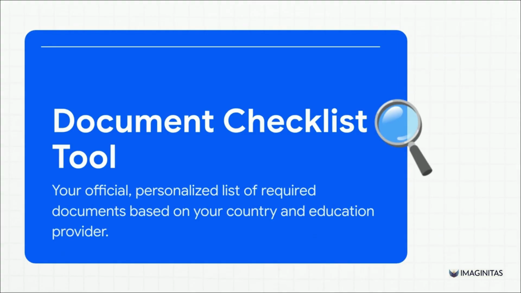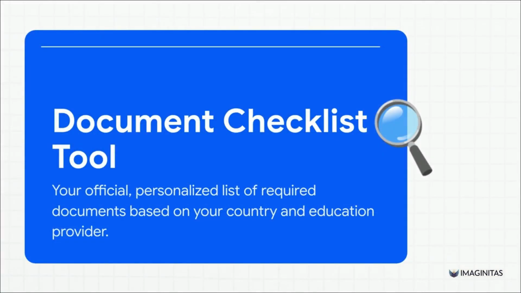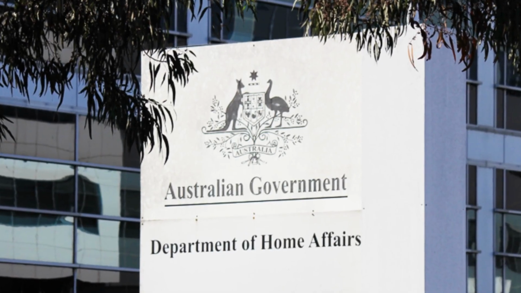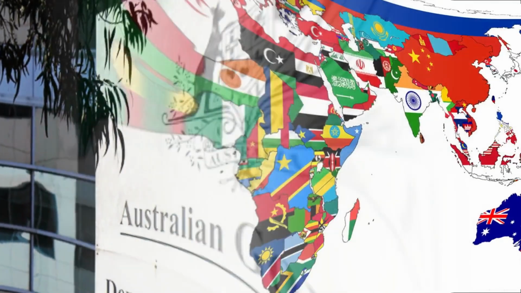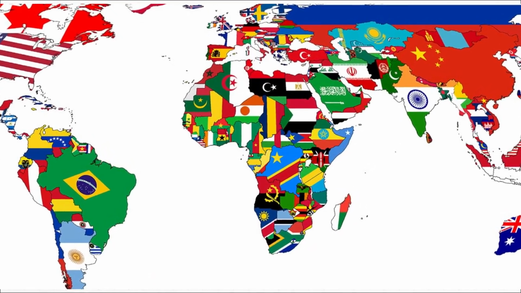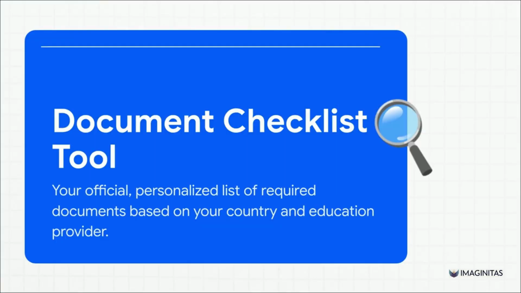Okay, let's kick things off with your new best friend, the document checklist tool. Seriously, this isn't just a suggestion. It's your official, personalized guide from the Department of Home Affairs. You have to use it. You just punch in your country and your school, and boom, it creates the exact list of what you need. And a pro tip, requirements can change, so check it again right before you submit your application.